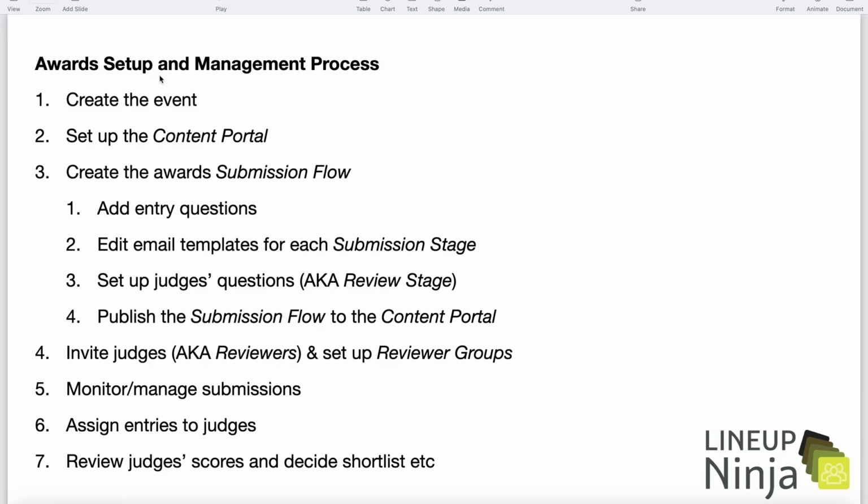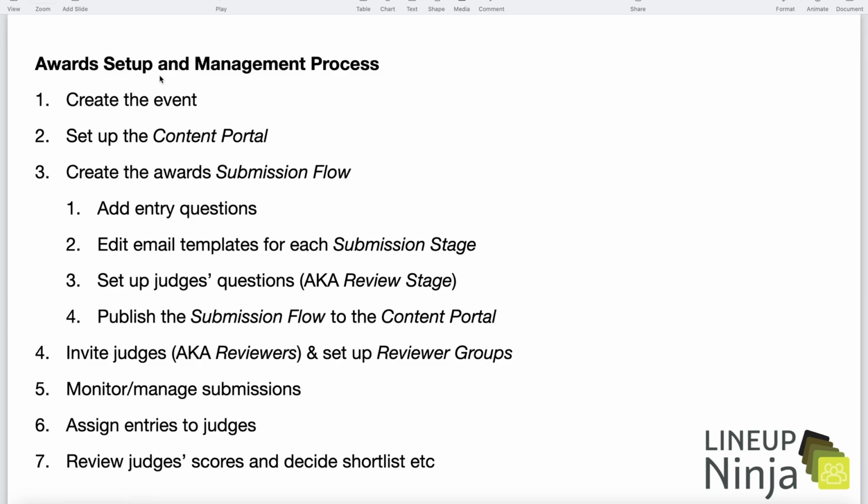Once it's created, we then publish that submission flow into the content portal to make sure that people can actually see it when they do log in. We need to invite our judges, and we might want to set up reviewer groups or groups of our judges. Often we would want those to correspond to the categories of the awards. So you'd have, for this category, we've got these 3 judges or whatever.